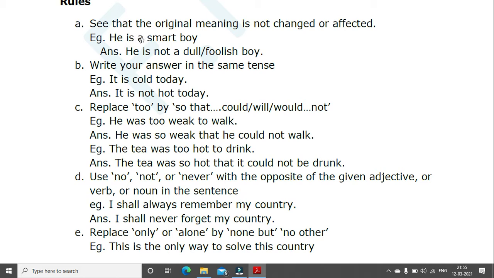So here, you will not say he is not a smart boy. You will say he is not, but instead of smart, you will say the opposite of smart. What is the opposite of smart? Maybe foolish, dull, dumb, whatever. So he is not a dull boy. He is not a foolish boy.